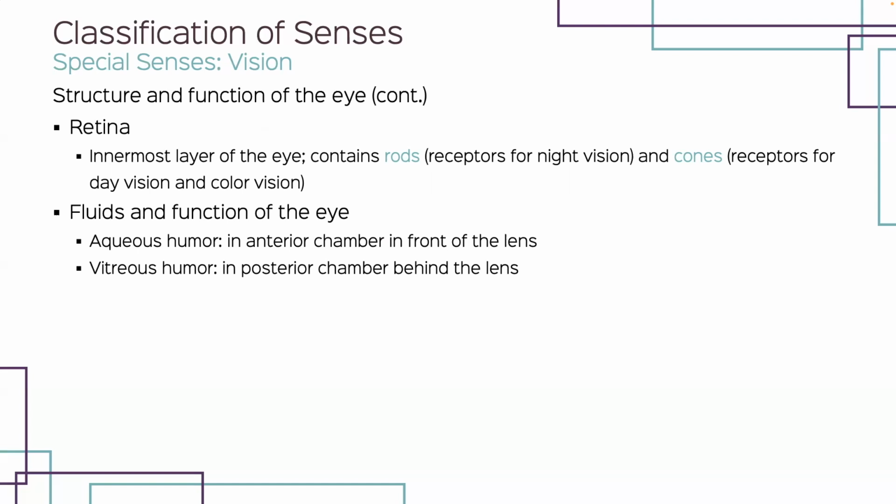Fluid will fill the hollow spaces within the eyeball. They maintain the normal shape of the eyeball and then help refract light rays. Aqueous humor is the name of the liquid in front of the lens, so in the anterior chamber of the eye. And then the vitreous humor is the name of the jelly-like fluid behind the lens, or the posterior chamber of the eye.